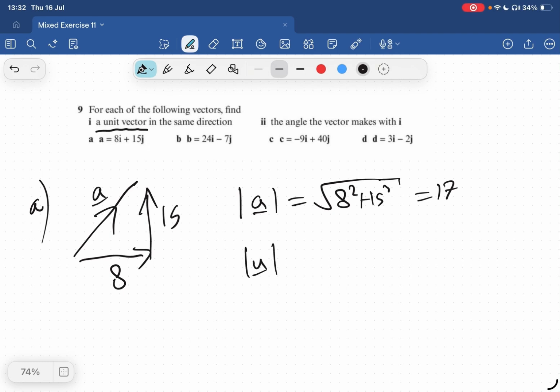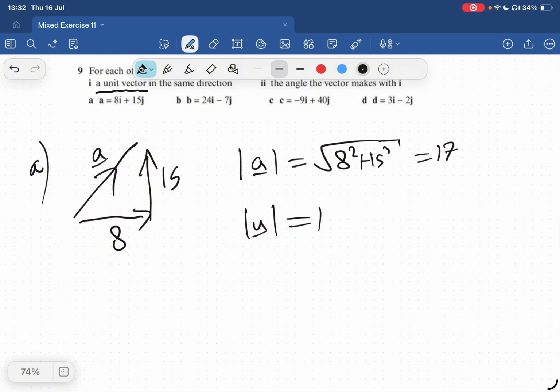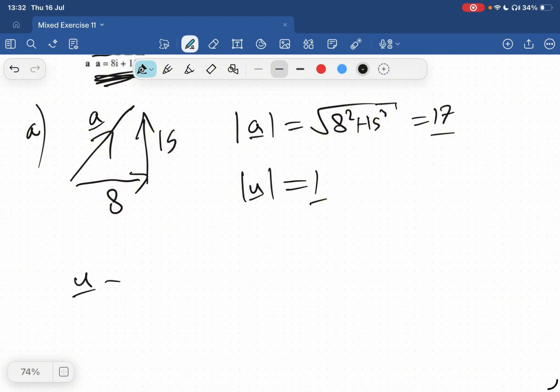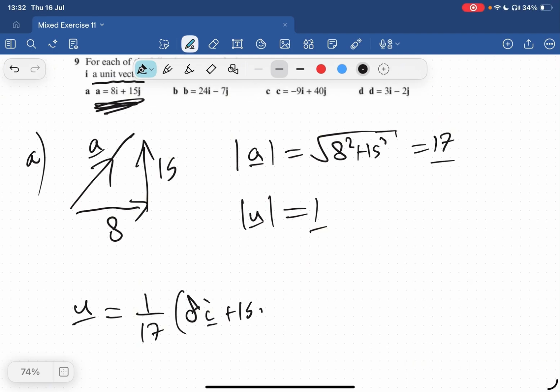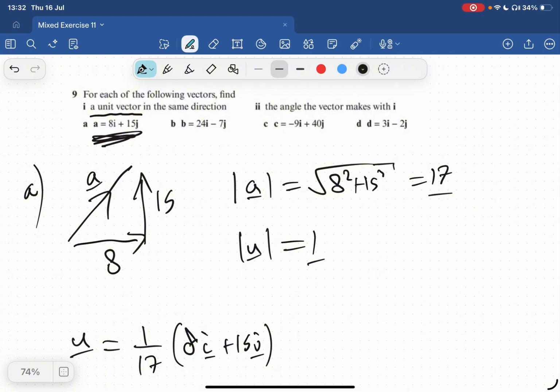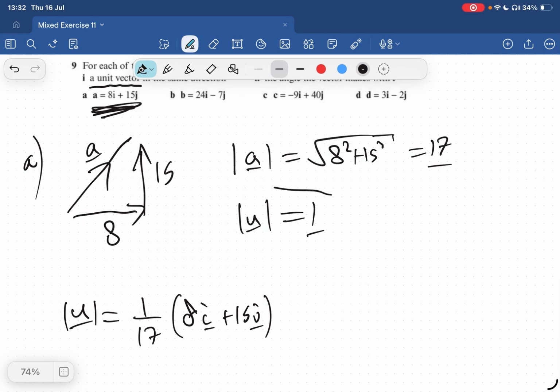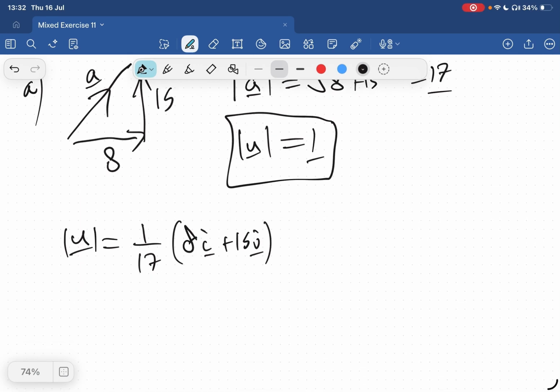For it to be a unit vector, we only want the magnitude to be 1. So the magnitude of a unit vector is 1. At the moment this has a magnitude of 17, we need it to be 1. So what we do is we divide this vector by 17, and that will force its magnitude to be 1. So this unit vector is going to be 1 over 17, lots of 8i plus 15j. That forces, when we find the magnitude of this, it to have a magnitude of 1. So that's part I.